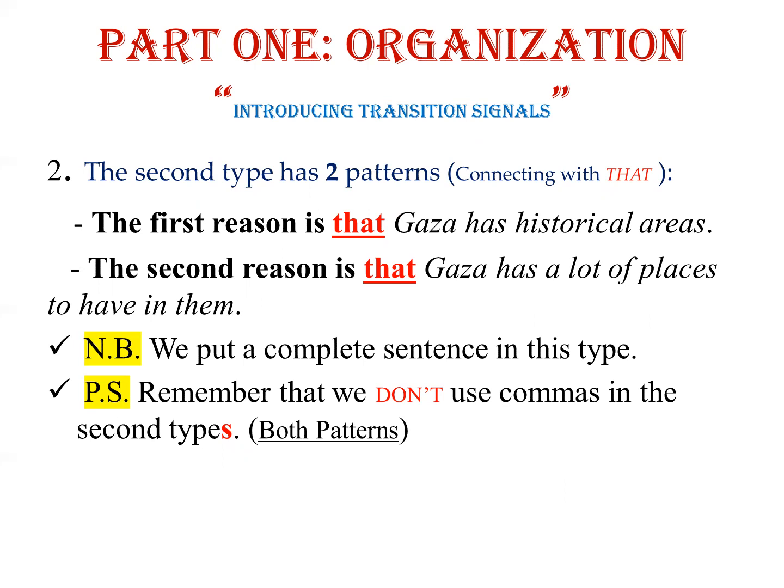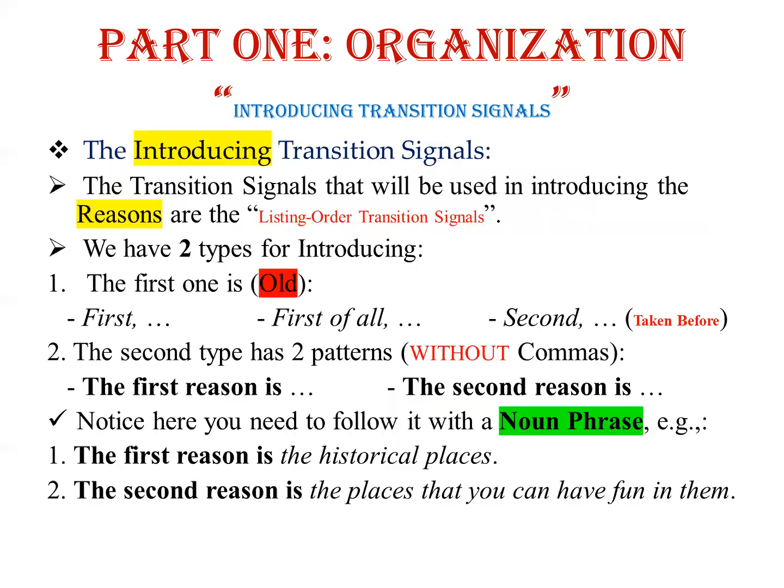The second reason is that Gaza has a lot of places to have fun with. Note well, we put a complete sentence in this type. If you remove that, the sentence that comes after it, you will notice that it is a complete sentence. Gaza has historical areas. It is a full and complete sentence. It informs you that in Gaza there are historical areas. And this is the difference between this kind and this kind.